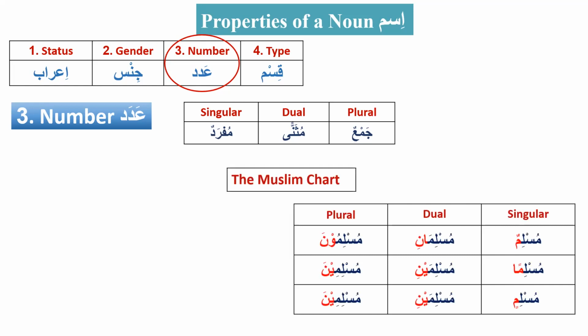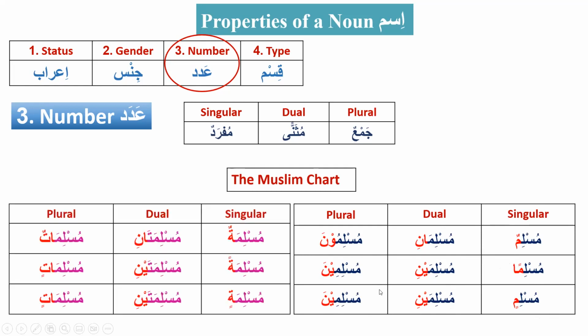And we know the Muslim chart. The first column is for singular, the second column is for dual, and the third column is for plural. Muslimun, Musliman, Muslimin, they're all singular. Muslimani, Muslimaini, where the ending sound is ani or aini, is dual. And when the ending sound is una or ina, Muslimuna, Muslimina, then it is plural. Similarly for the feminine chart, Muslimatun, tan, and tin is singular. Muslimatani, taini is dual. And Muslimatun, Muslimatin is plural. We are familiar with this.